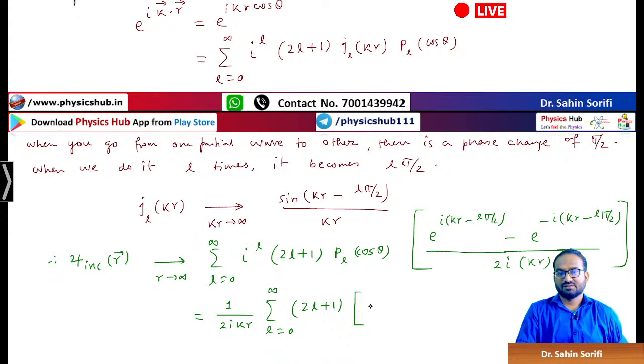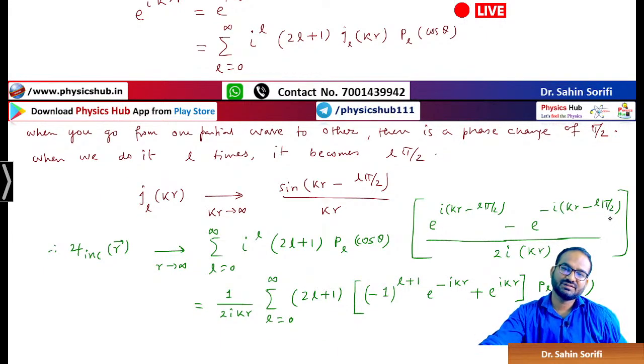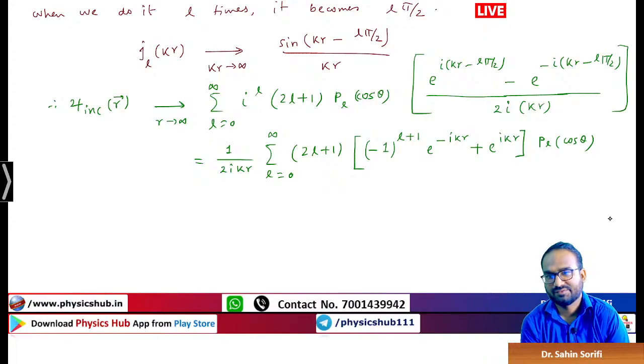This can be combined, and this i to the power L, and here e to the power plus i into L pi by 2. So we can write it as minus 1 to the power L plus 1, e to the power minus i k r plus e to the power i k r, times P_L of cos theta. So this will take this form after a little bit of calculation.